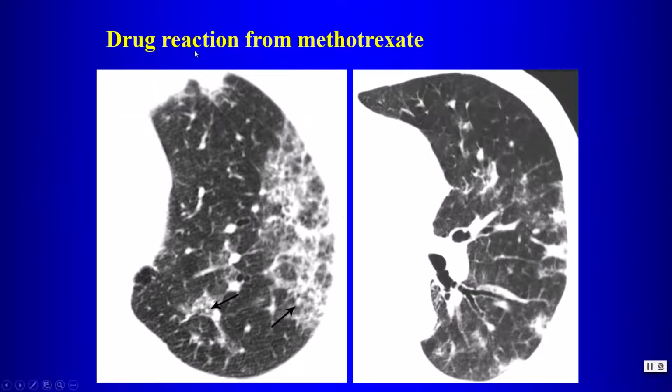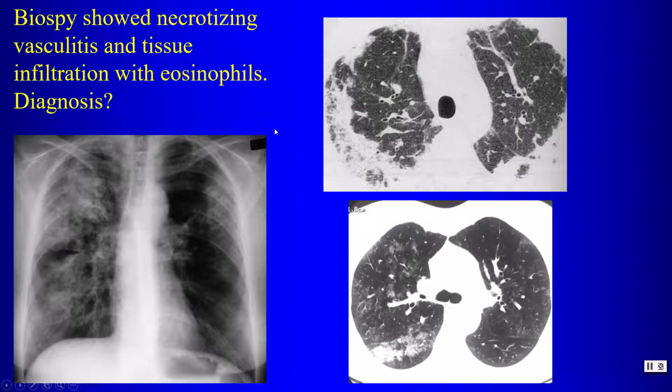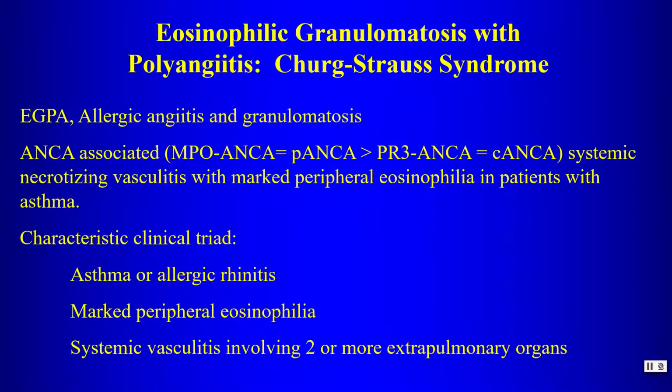So here's an example of a drug reaction for methotrexate. You can see a kind of peripheral distribution of consolidation here. Kind of resembles organizing pneumonia in this case. If I tell you that the biopsy in this patient showed necrotizing vasculitis and tissue infiltration with eosinophils, what would be the diagnosis? Notice again we have consolidations, predominantly peripheral, and the peripheral distribution here is confirmed on the CT scan. So if we're talking about eosinophilic lung disease associated with necrotizing vasculitis and consolidations like this in the lung, well, we should be thinking about Churg-Strauss syndrome.